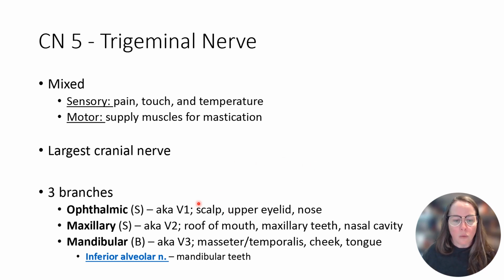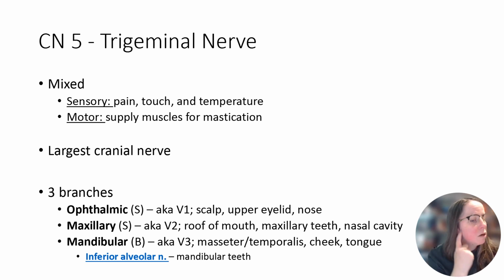So V1 is going to be primarily sensory for your scalp, upper eyelid, and like this portion of your nose. Maxillary is going to be V2, so interchangeable there. It's going to be responsible for like this portion of your nose, of your face right here, the upper portion of the roof of your mouth, and your maxillary teeth. So if you've had work done on the upper portion of your jaw for like a cavity or something, that's why this portion of your nose always goes numb and this portion of your face always goes numb, because the maxillary nerve is supplying those teeth.